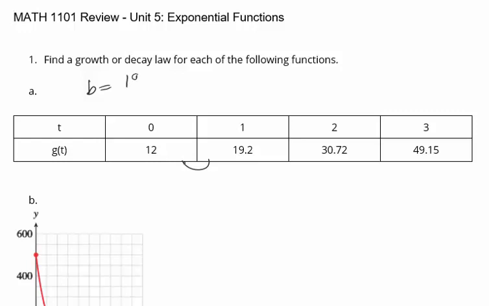Okay, so I can say 19.2 divided by 12, and I can do that because the difference in the t's is just a 1. Okay, and that gives me 1.6. And therefore, our function equation g of t is equal to a times b to the t, where a is 12, and then b is 1.6.